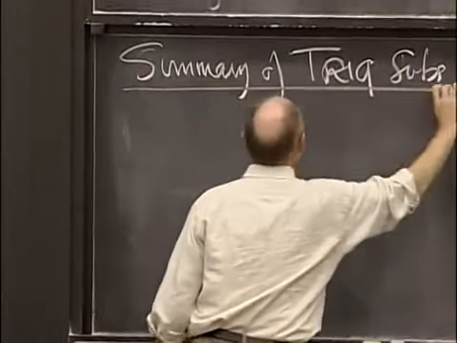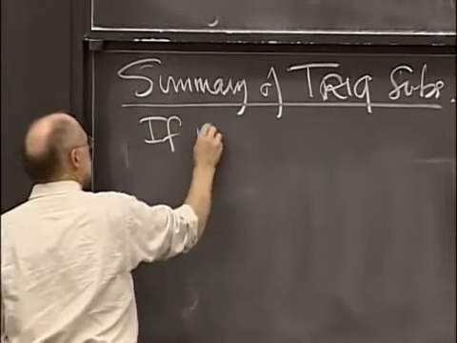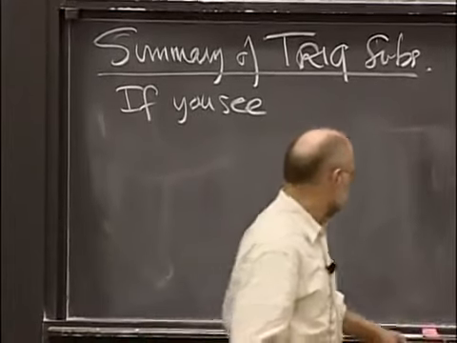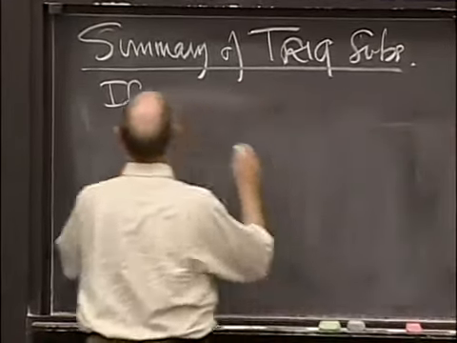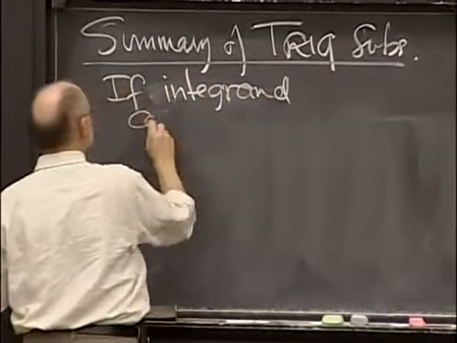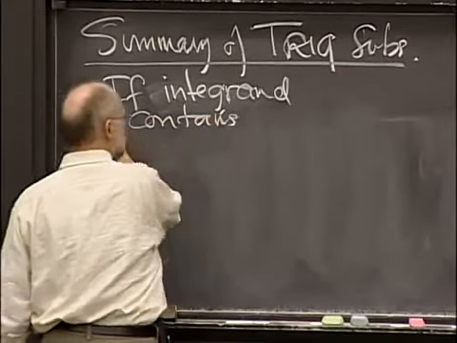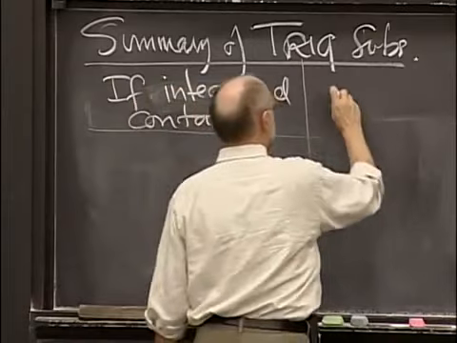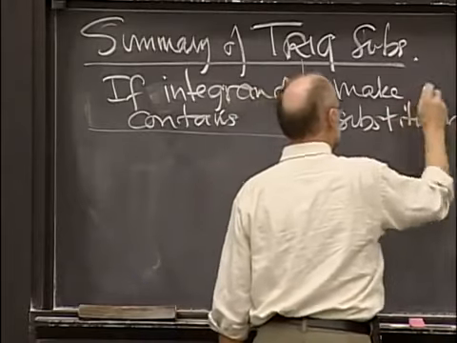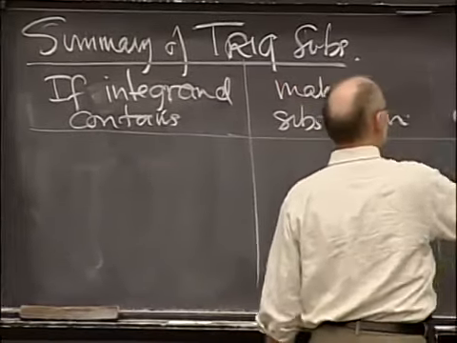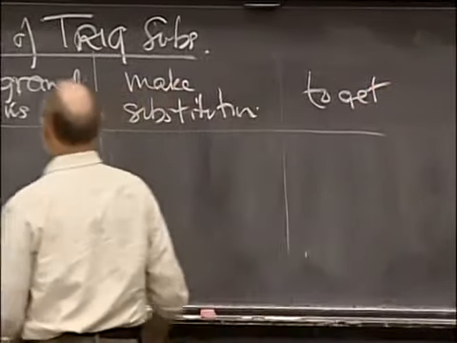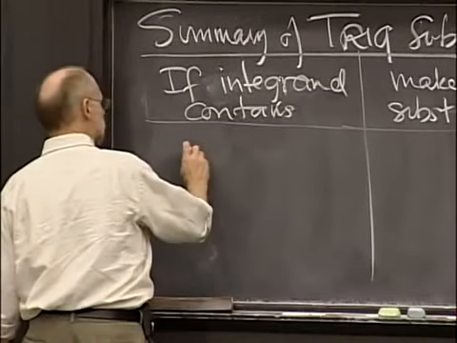Of trig substitutions. So over here we have, if you see, so if your integrand contains, make the substitution to get. So if your integrand contains, I'll write these things out as square roots.